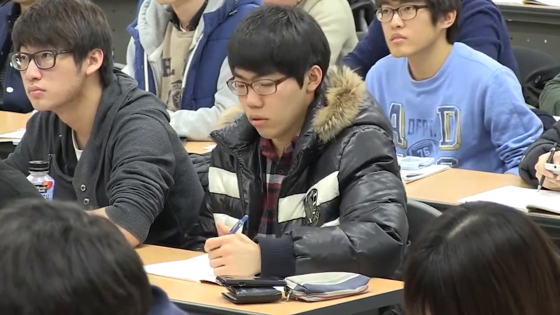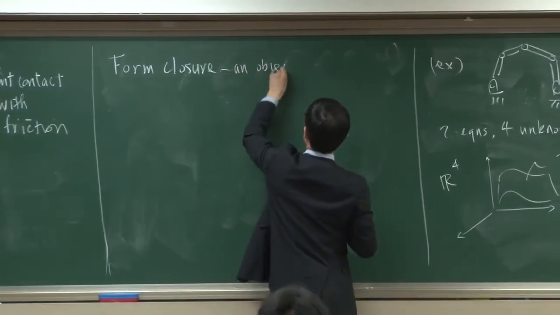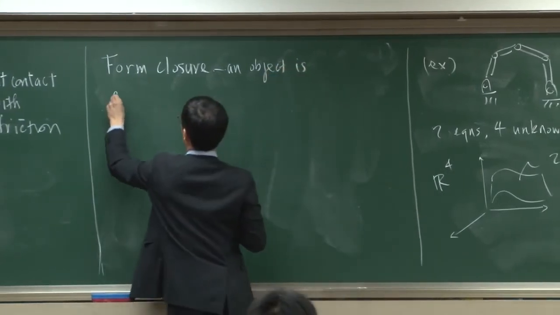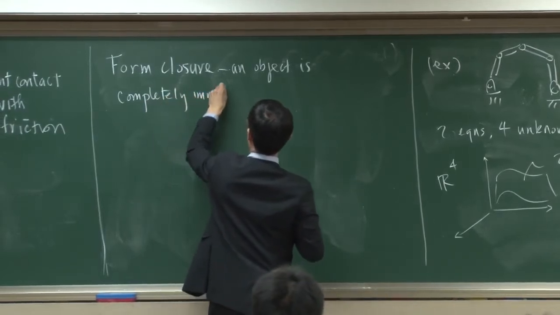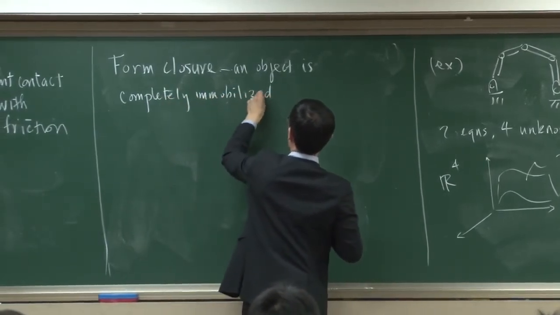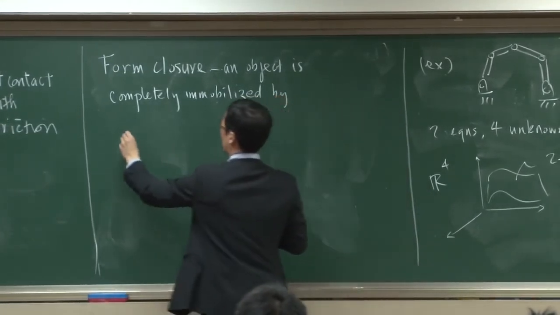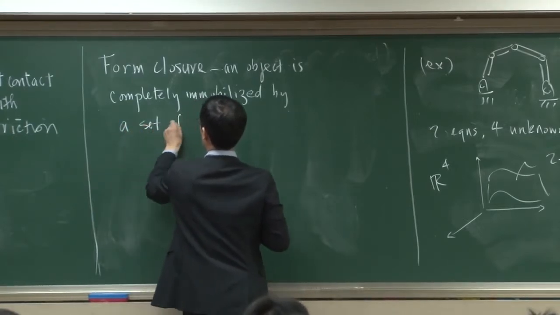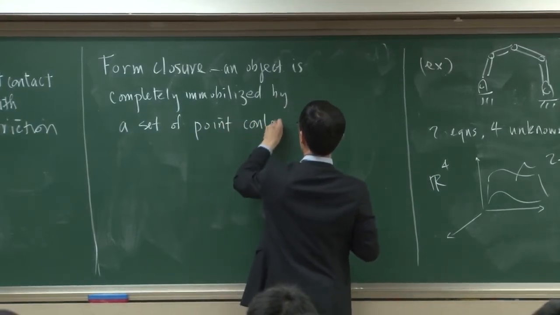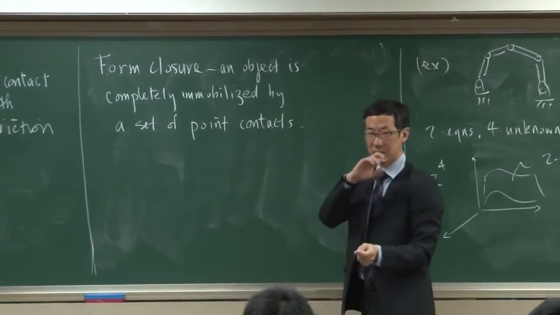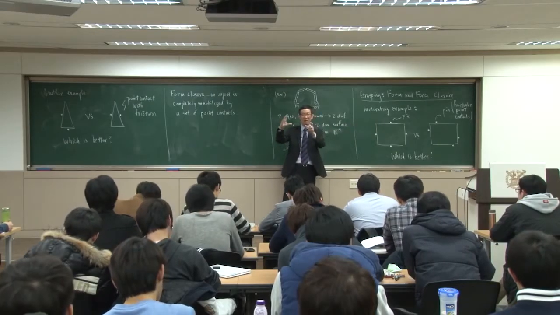an object is completely immobilized. Immobilized means it can't move, it's stationary, by a set of, we'll just worry about point contacts now, by a set of point contacts. So it's that situation over there. If we use 4 pins, the picture can't move.